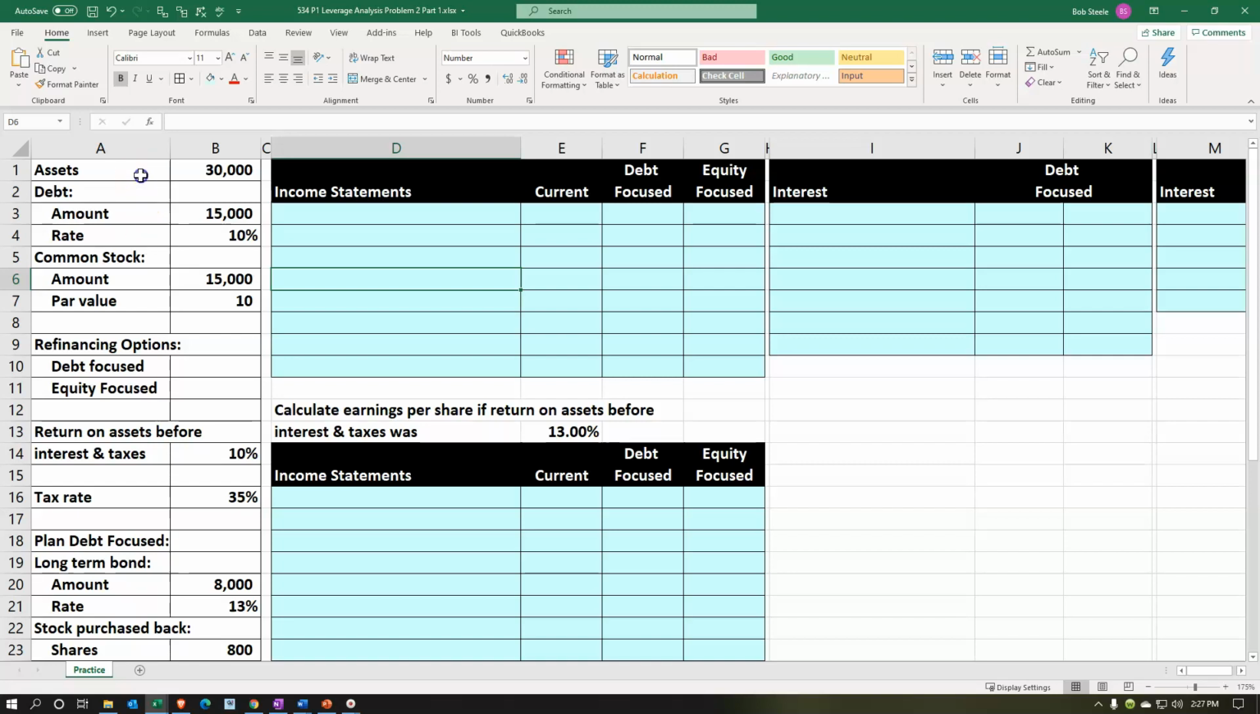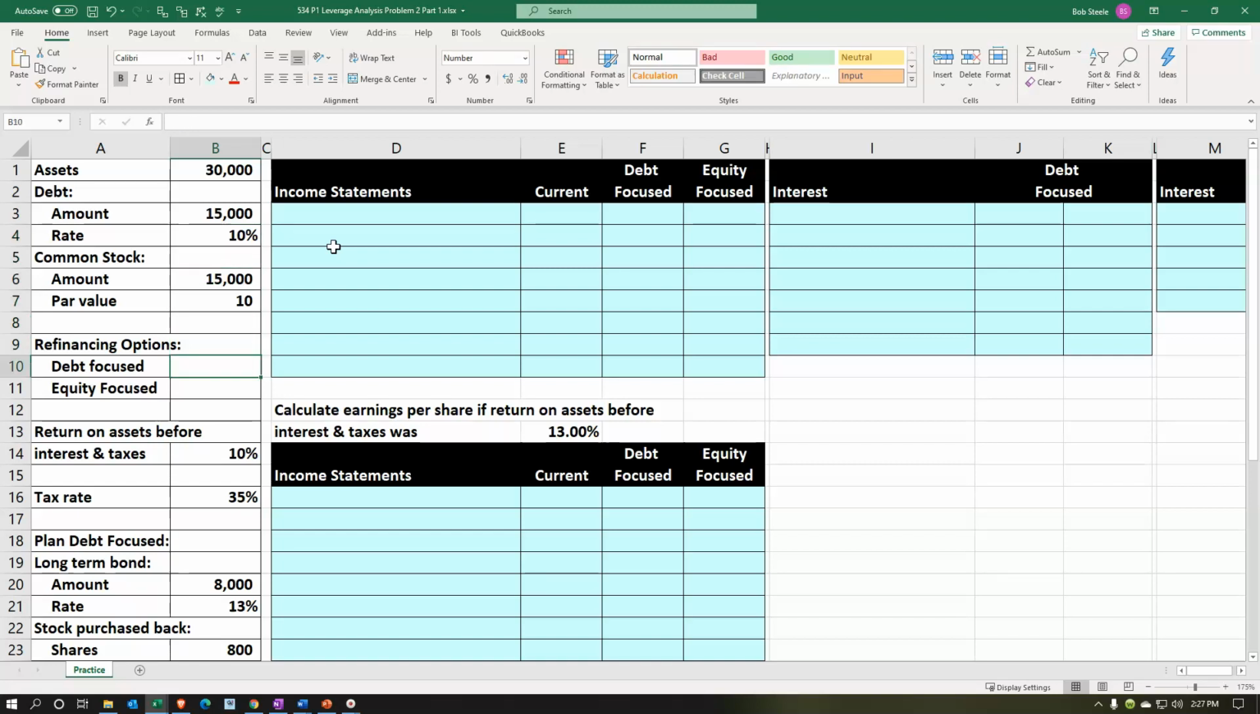So, starting point: we're going to have $30,000 in assets. Then we have the financing of those assets split 50-50 between liabilities and equity. We're going to say the debt is $15,000 and equity is $15,000 as well. On the debt side, we're going to have interest at 10%. On the common stock side, the par value is $10.